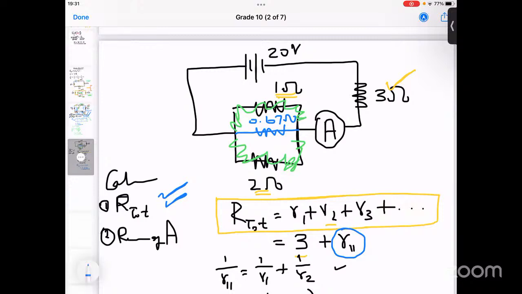Work out that part and then comment in the comment section with the value for the reading on the ammeter. Let's see if this thing is going to write. Okay, it's fine, it's writing.